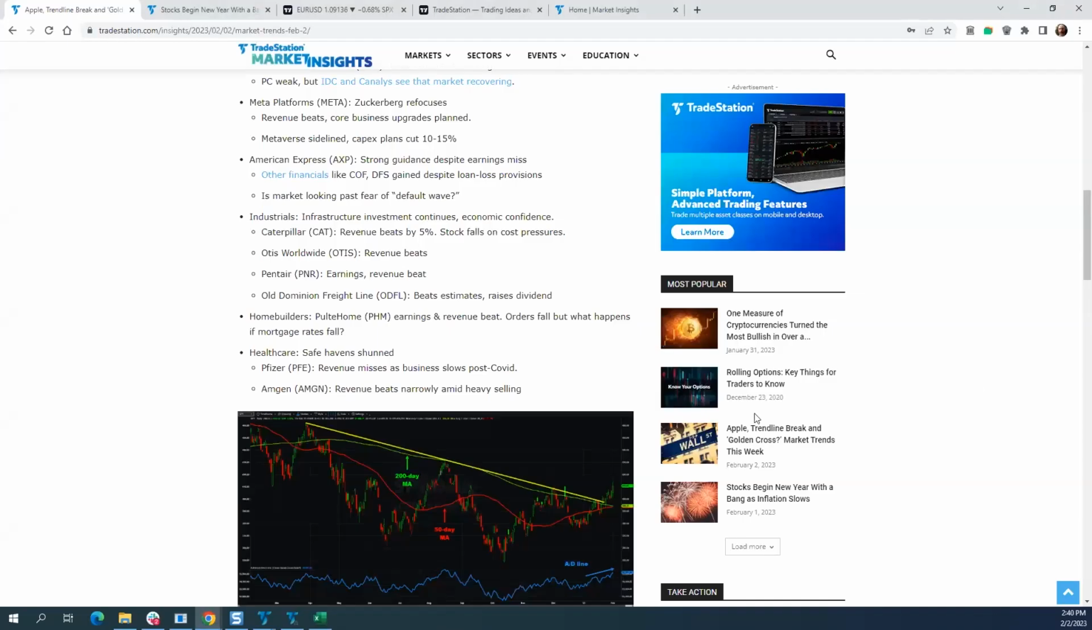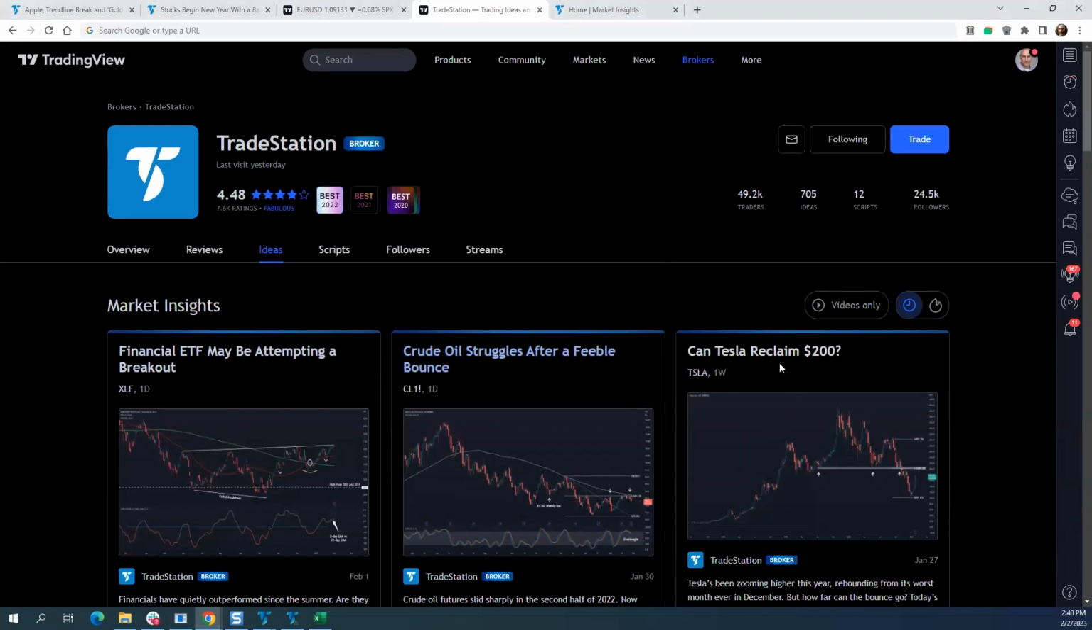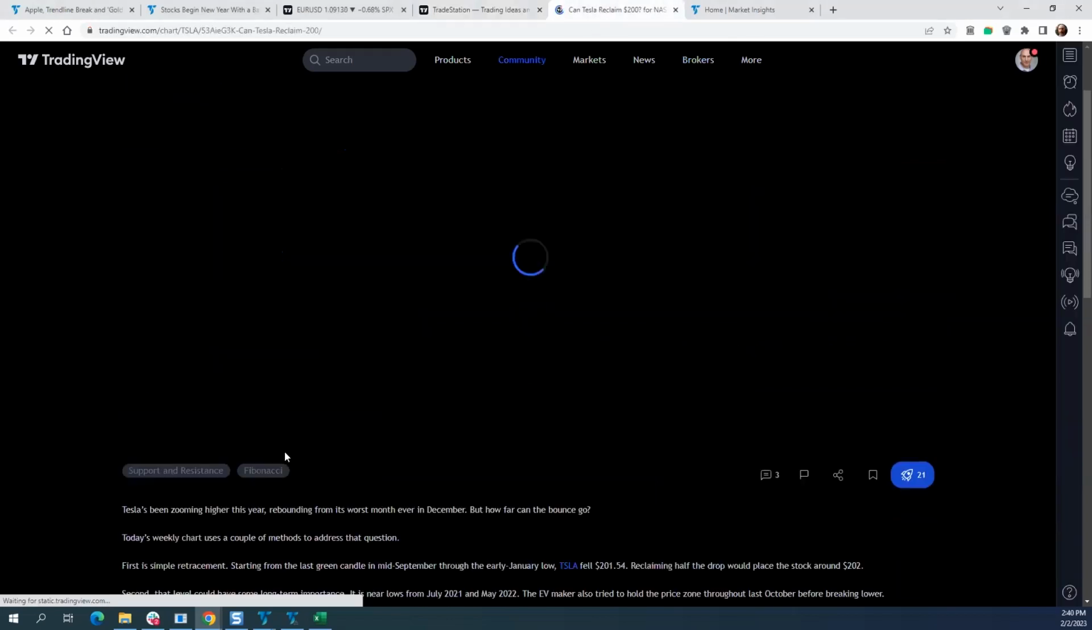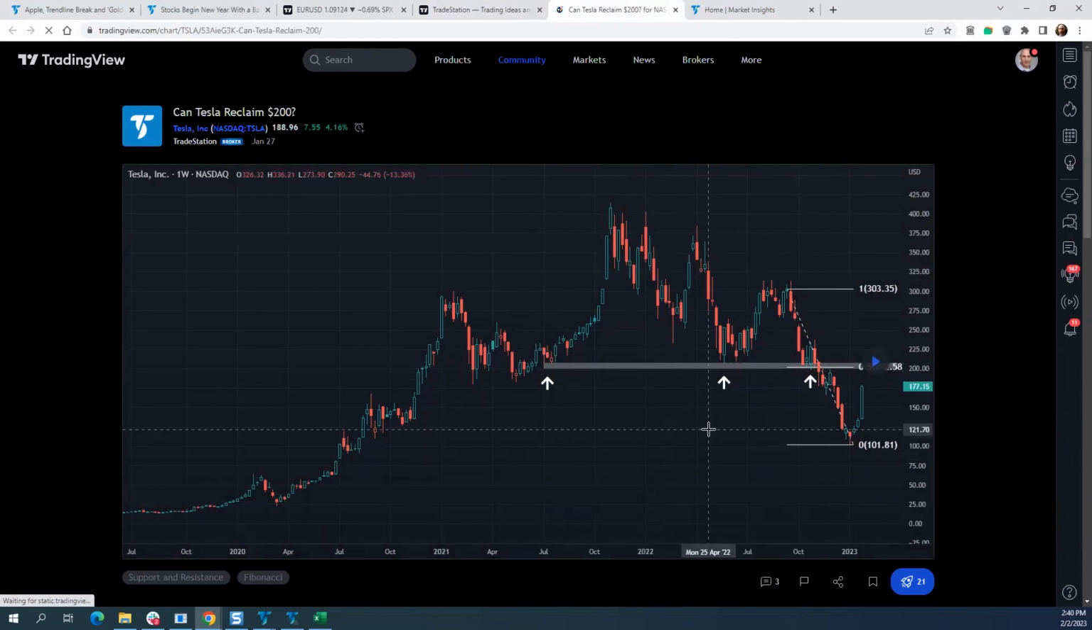So if we go to TradingView, I'm going to share this with you guys in the chat. I should actually just put this into my blog post as well. But can Tesla reclaim 200? What we were looking at here was the 50% retracement in this level here. But I just wanted to point that out. 200 is an interesting level to be watching for Tesla. So that's kind of on my radar.